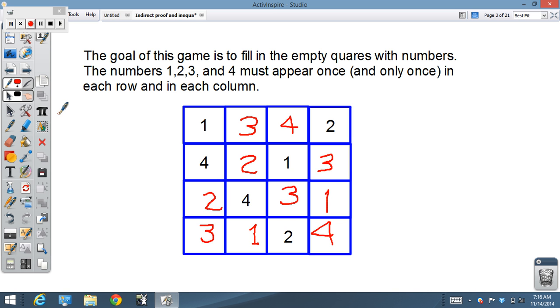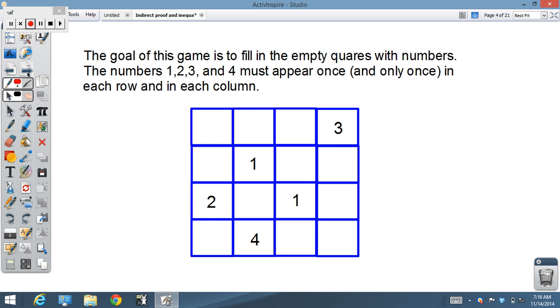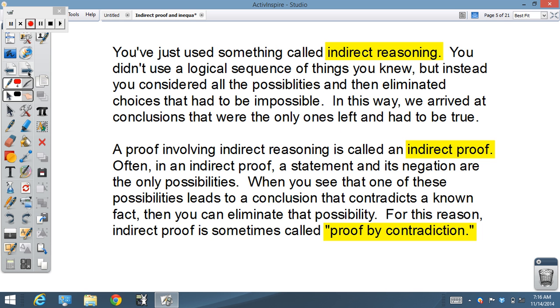By the way, I just included another one just for your fun. If you want to, go ahead and copy it down and do it on your own. Anyway, what we've just done is use something called indirect reasoning. We didn't use a logical sequence of things we knew, but instead we considered the possibilities and then eliminated the ones that had to be impossible. This way we arrived at conclusions that were the only ones left, therefore they had to be true.